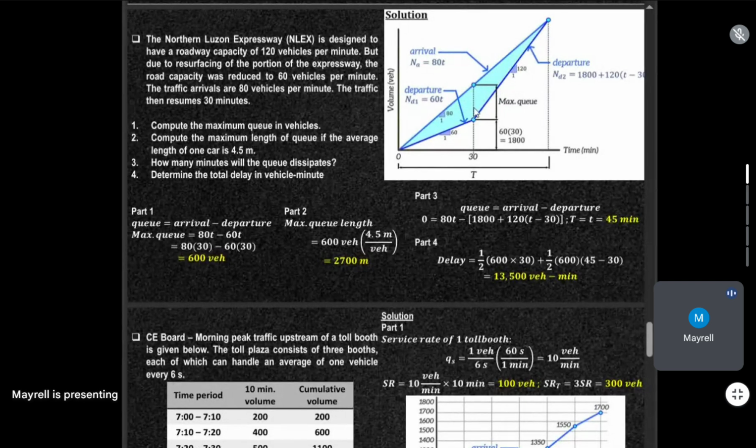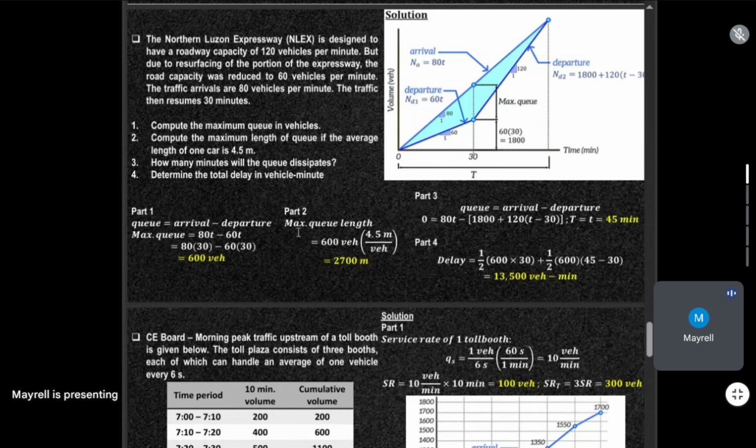Then you have here the maximum queue in this graph, at this part. So for part 1, you have the maximum queue of vehicles. That's the arrival minus the departure. So the maximum queue is 80 times the time minus 60 times the time, in the 30 minutes. So 80 times 30 minus 60 times 30. That's 600 vehicles.